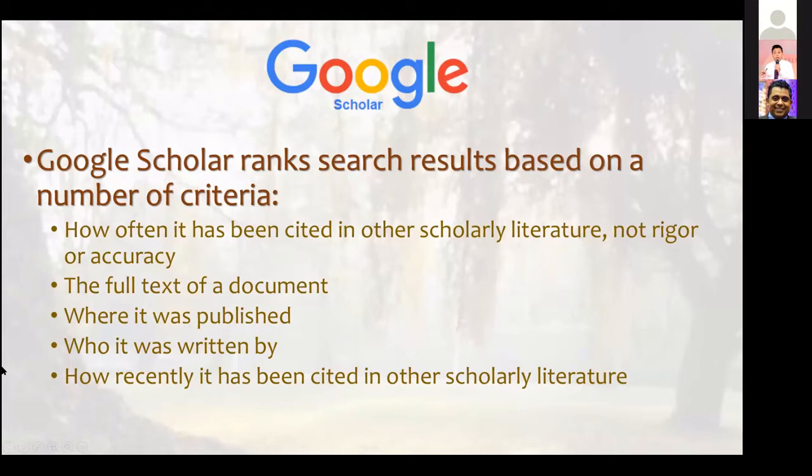And how recently it has been cited in other scholarly literature. There could be an article which has been cited many times, but probably it has not been cited in the last few years, which means that it is not relevant or important anymore. If you look at these factors, of course, this is how we would identify a good source of information as well. So this is basically the main criteria in Google Scholar as well.